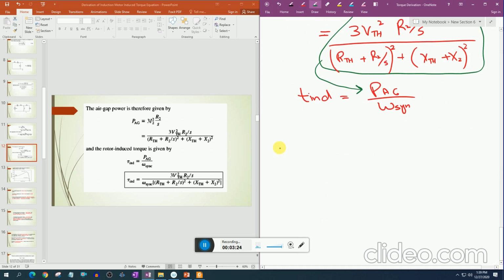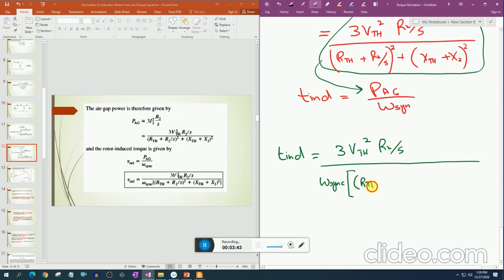So the final value of torque induced is 3 V-Thevenin square R2 by S whole divided by omega synchronous into R-Thevenin plus R2 by S whole square plus X-Thevenin plus X2 whole square. This is the value of torque induced, which is calculated in terms of slip.